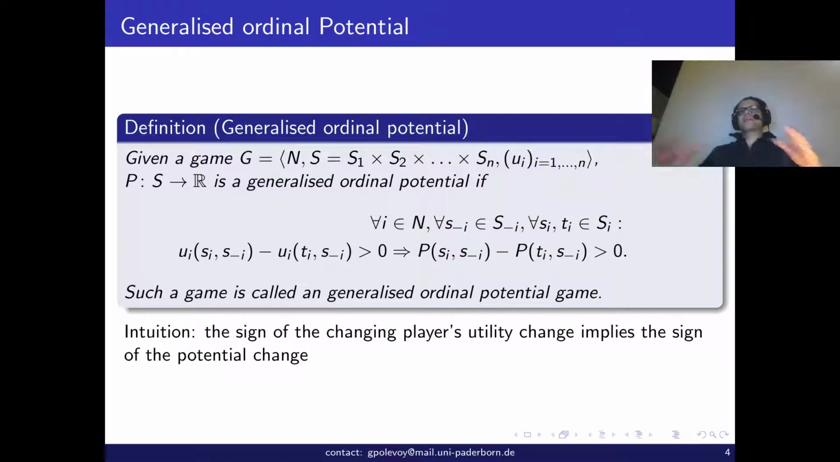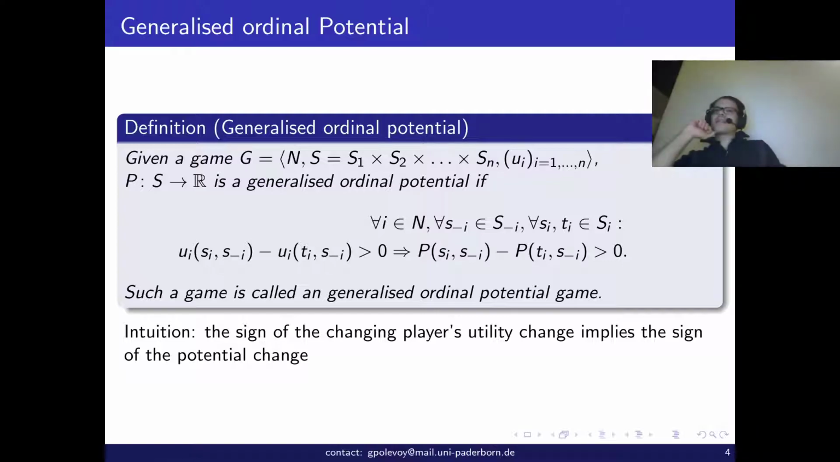So the widest class is generalized ordinal potential games. So it's not even ordinal potential, but it's also generalized. It's the most generalized class we will study. And here, given a strategic form game, I remind you that it is a game which has a set of players, a set of strategies, which is a Cartesian product of the strategies of each one of the players, and a set of utility functions. Now, a utility function is a function from the set of strategies to the real numbers, telling what is the utility of a given player given this strategy profile.